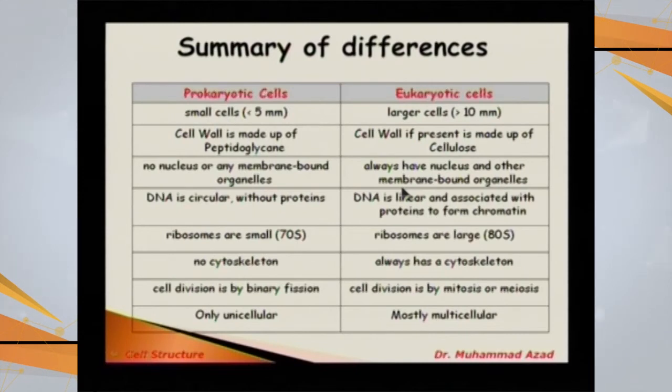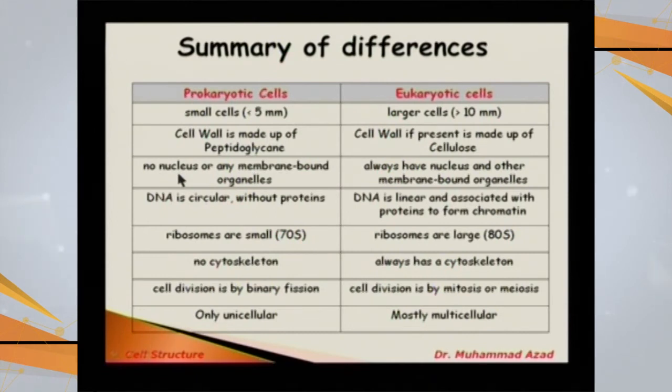Looking at the summary of differences between prokaryote and eukaryote, prokaryotes are usually smaller in size, less than 5 millimeter in diameter, while eukaryotes are larger in size, usually more than 10 millimeters in diameter. Cell wall is present in both of these. In prokaryote, the cell wall is made up of a compound called peptidoglycan, an amino sugar, also called muramic acid or murein. In eukaryotes, the animal cell does not have the cell wall, but the plant cell has the cell wall. If it is present, it is made of the compound cellulose in comparison to peptidoglycan.